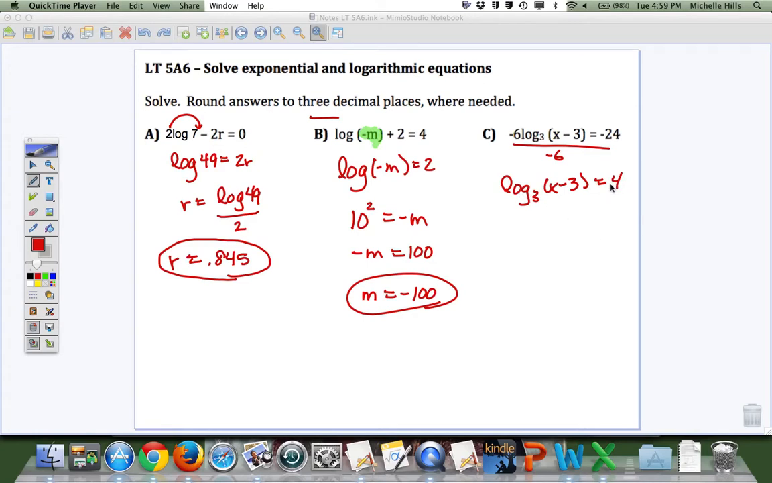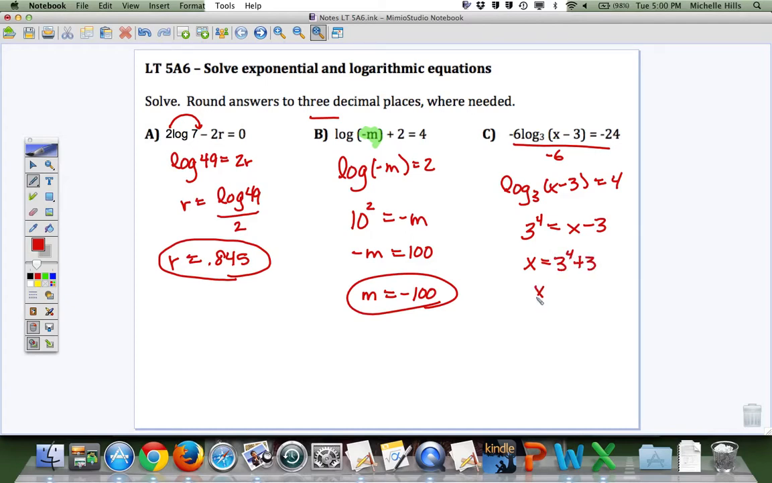I'm now stuck in logarithmic form. Even if I use the change of base formula here, it would be the base 10 log of x minus 3, and I wouldn't know what that is. So I'm going to go to exponential form. 3 to the 4th power equals x minus 3. Then to solve for x, I would add 3 to both sides. So x is going to be 3 to the 4th power plus 3, which means x is going to equal 84.